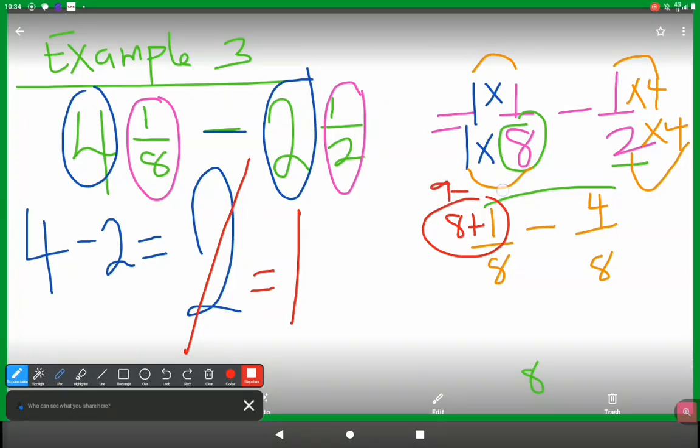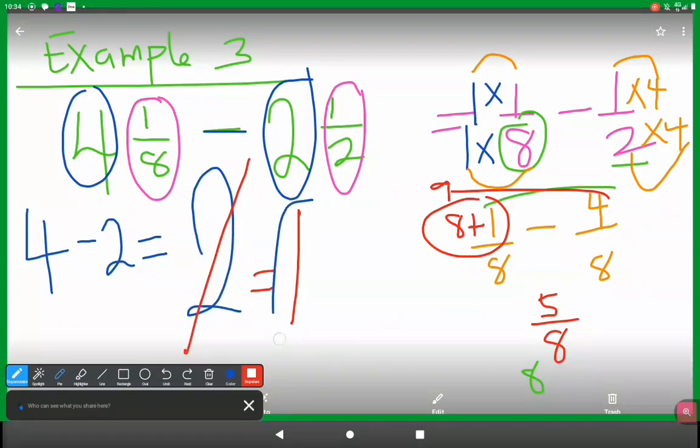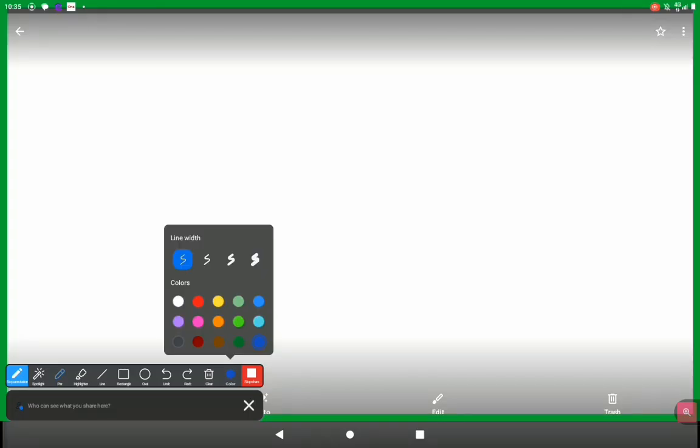Then I can do 9 subtract 4. That will be 5 over 8. So do not forget I'm still having whole number 1 left out, so I'll put it beside it. So the final answer will be 1 and 5 over 8. Alright, you can try this and you can give your answers in the comment section.